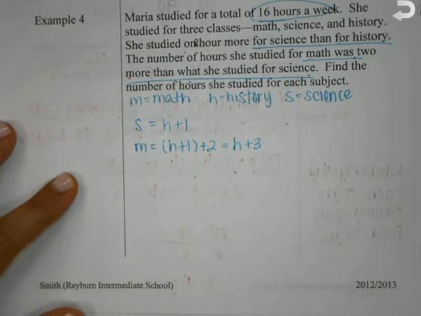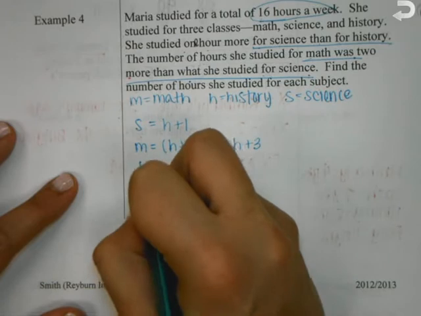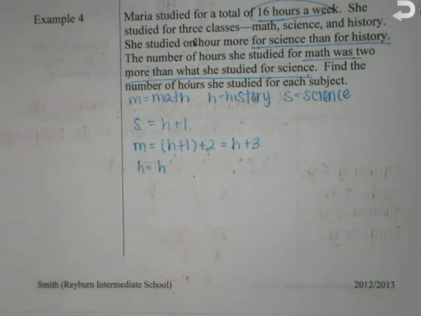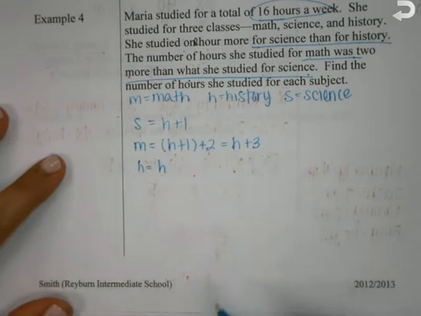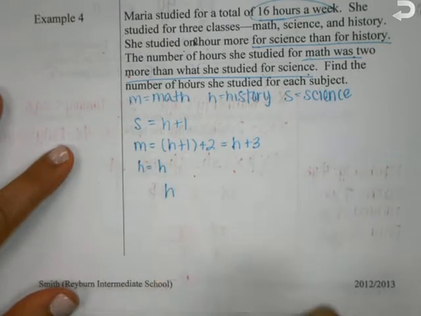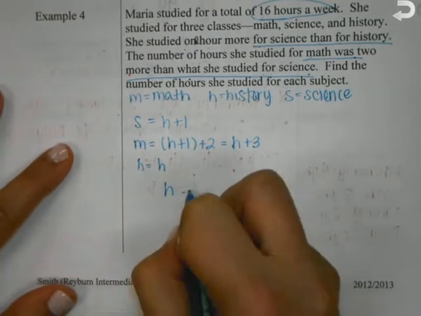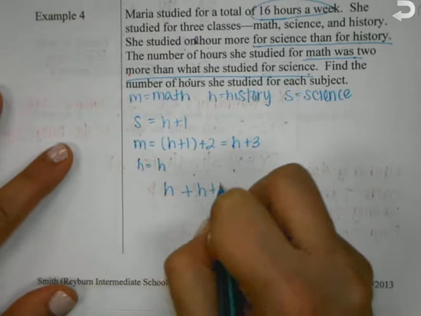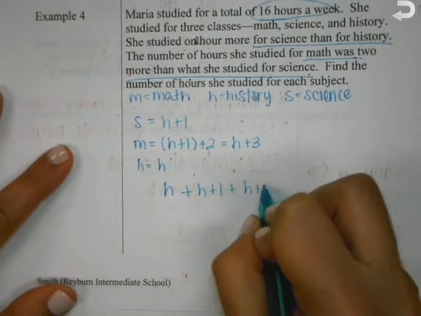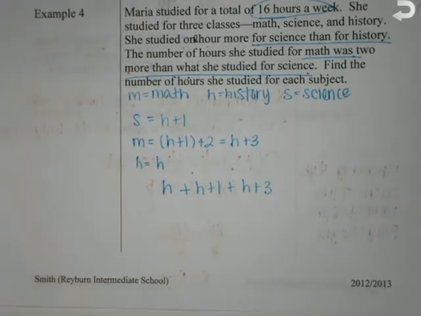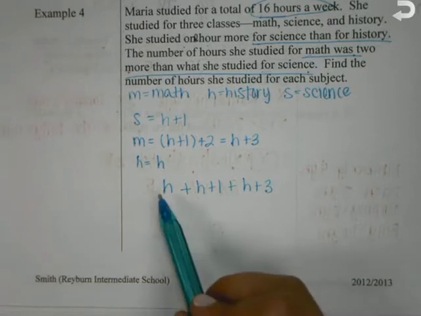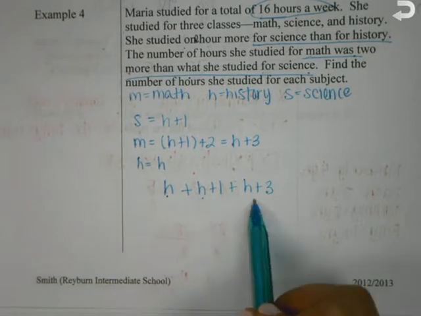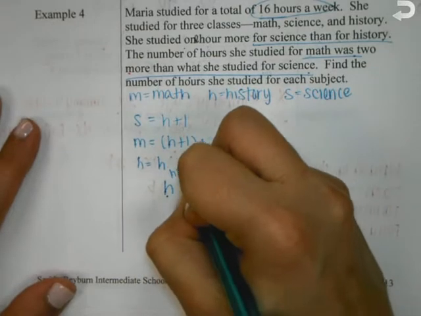So everything is in terms of H. So the number of hours of history, that's the first one, plus science, which was H plus 1, plus math, which was H plus 3. So H should show up 3 times because we have 3 subjects, right? Okay, here's history, here's science, here's math. Actually, let's label them. History, this guy is science, and this guy is math. Okay, and all of that should equal how much? 16.